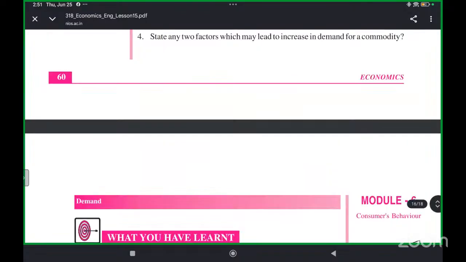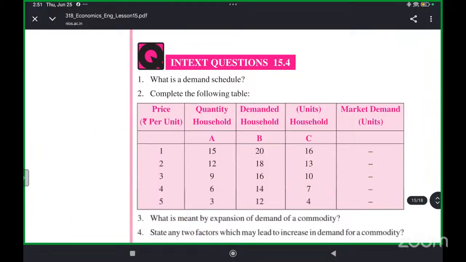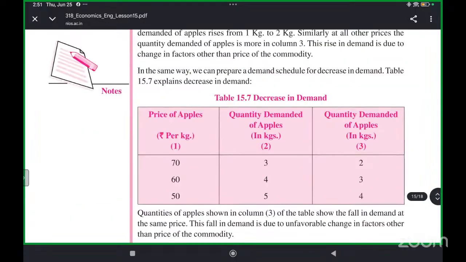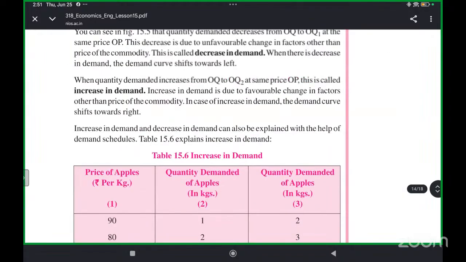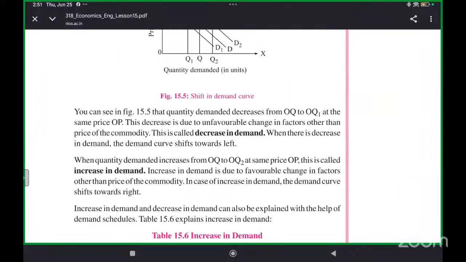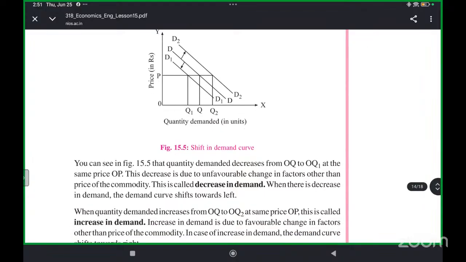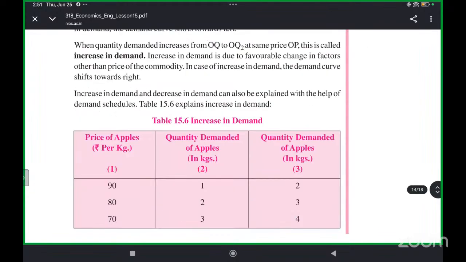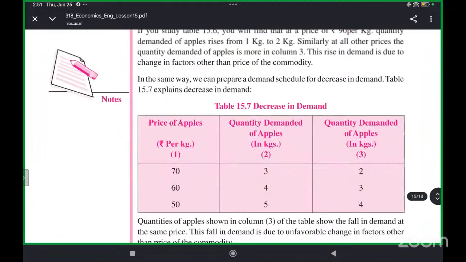Okay, let's see. Shift in demand studied about. In the previous class, we saw what is a shift in demand curve, how the demand curve shifts either upwards towards the right side or downwards towards the left side from its original position. Based on that, we have an example also.